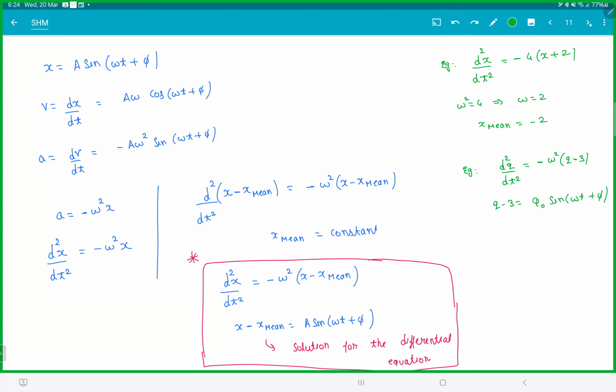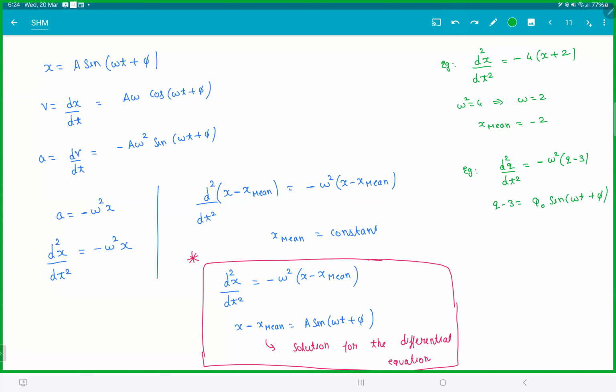So from the equation, x is equal to a sine omega t plus phi, when time is 0, x is 0. So this is a sine phi. So we get sine phi is 0. Therefore, phi is either 0 or pi. If you're starting at the mean position and going to the right, the value of phi should be taken as 0. Suppose you're at x is equal to 0 and going to the left, then you should write your equation with phi is equal to pi.